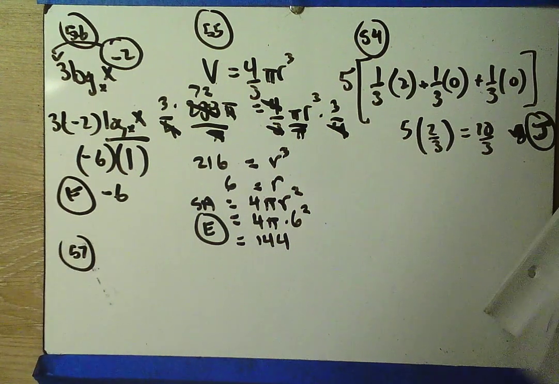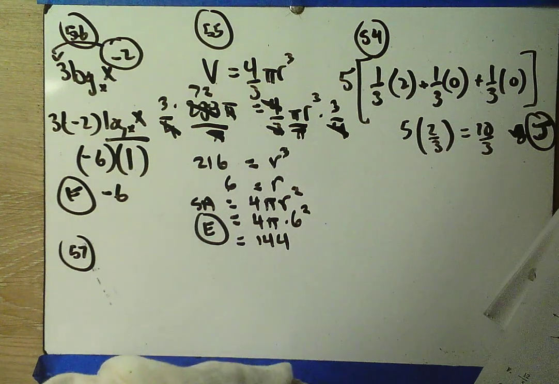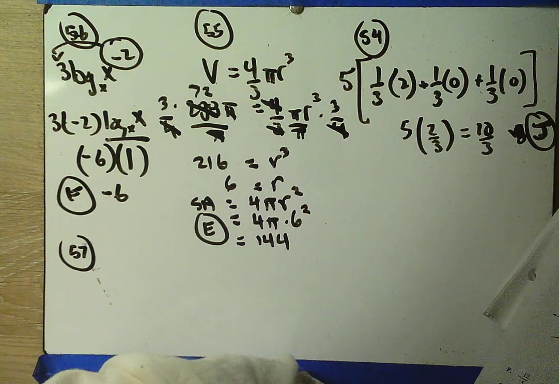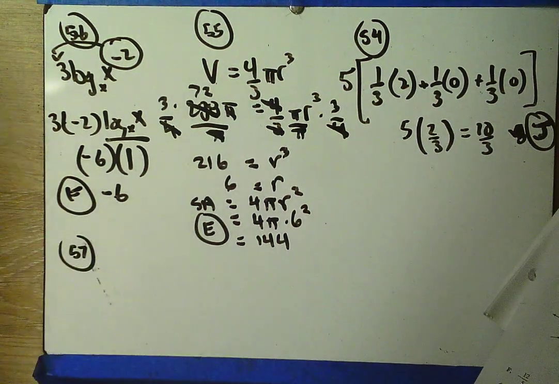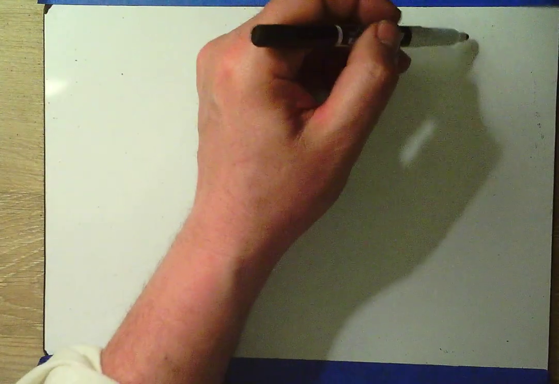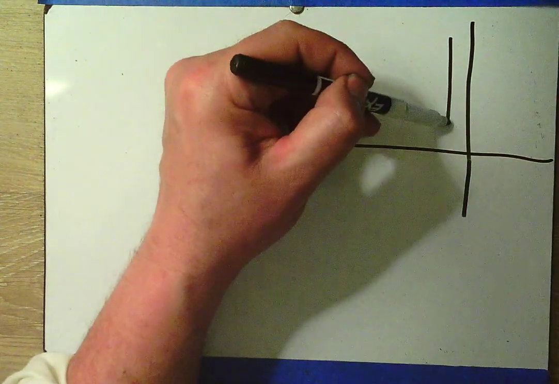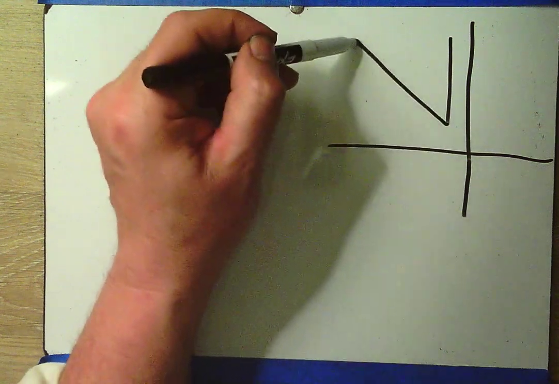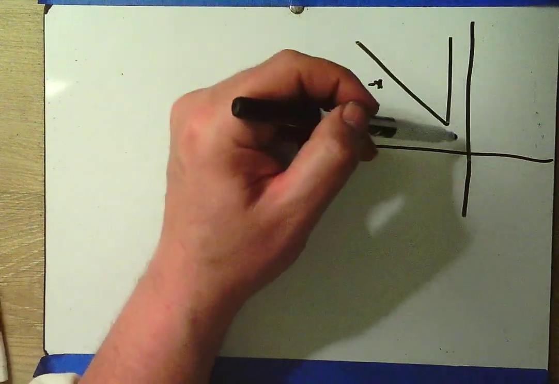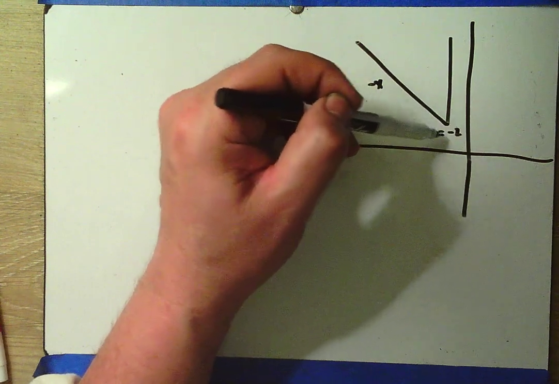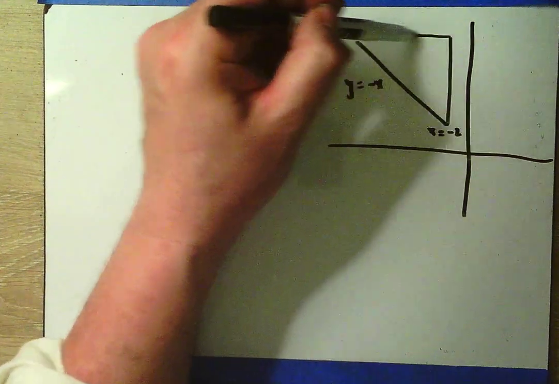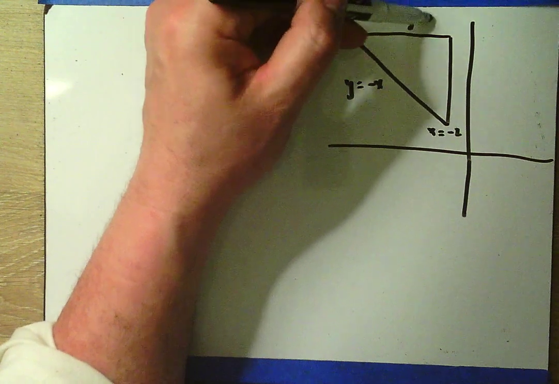57. Last page. Jamie drew a triangle bounded by these lines and then reflected this across the y-axis. Okay, so let's see. We've got the y-axis. We've got x equals negative 2. y equals negative x. And we've got y equals 8.